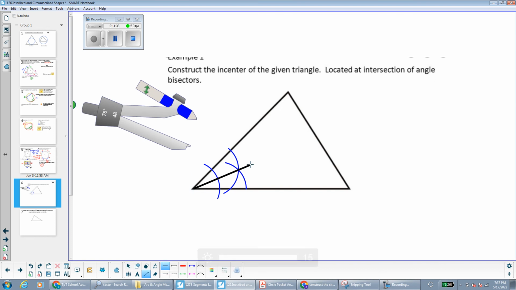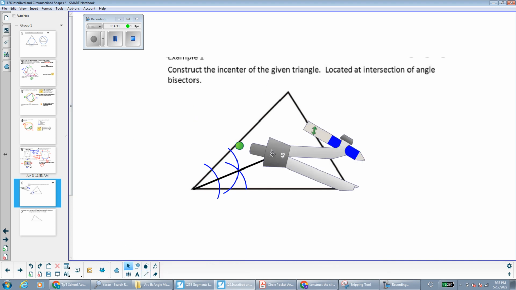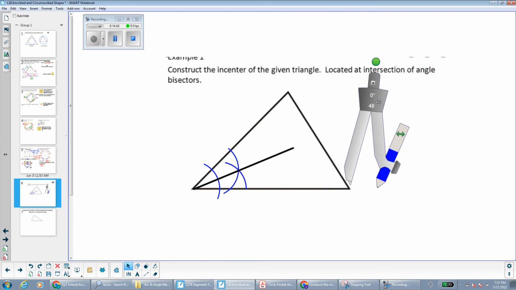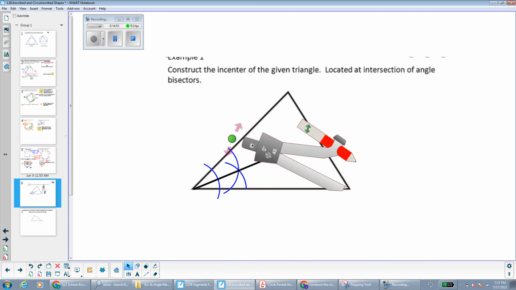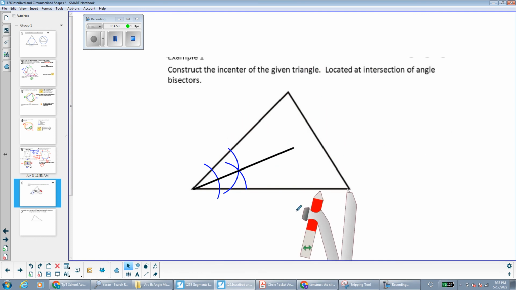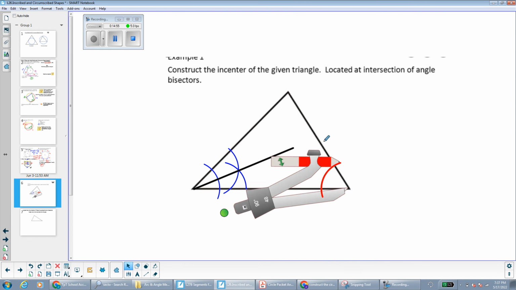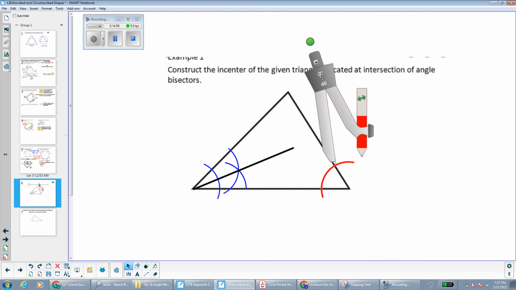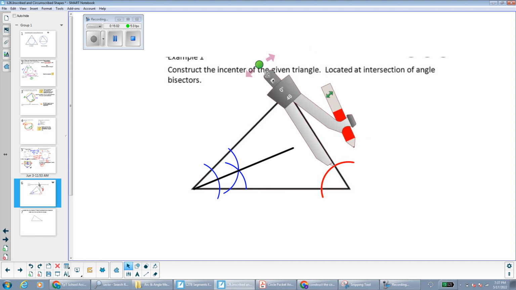So if you're unsure what I'm doing, feel free to reference Regents Review number 1, which has the steps for constructing an angle bisector. You can definitely bisect all 3 angles in the triangle to get a more accurate incenter, but 2 are definitely enough, not just 1. We need 2. We need to see an intersection. Okay. Let me finish this one up really quickly.